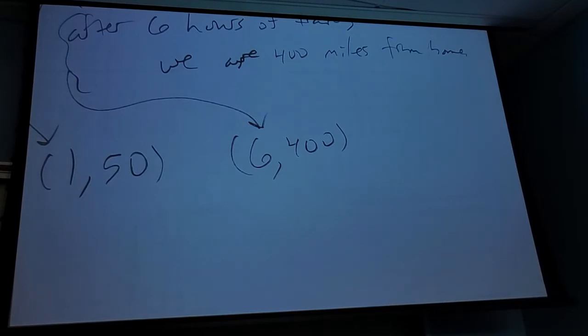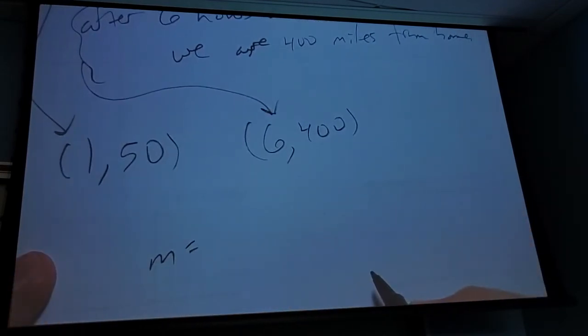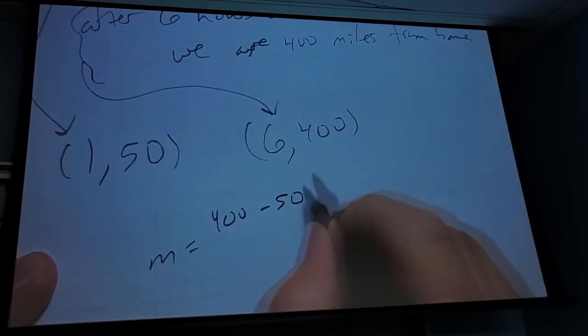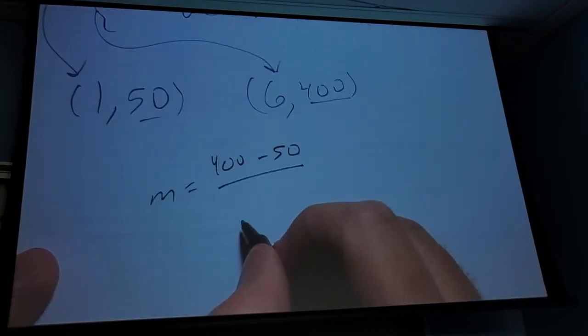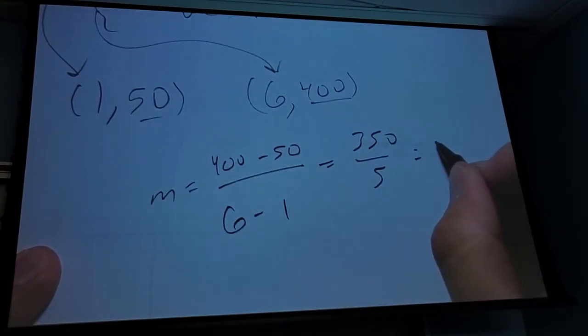Change in position over change in time. That's an average rate of change, but that's also a slope. Isn't slope always the y stuff divided by the x stuff? So what would the slope be here? Just look at these as points. 400 minus 50, right? y2 minus y1 over 6 minus 1. So 350 over 5 is 70.